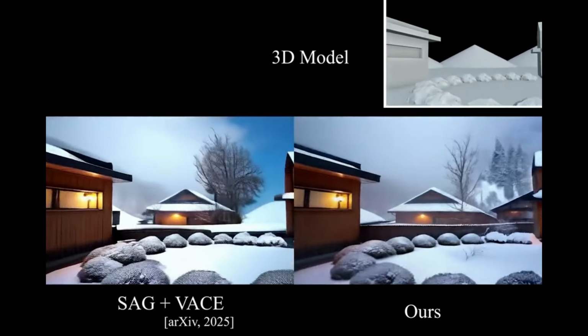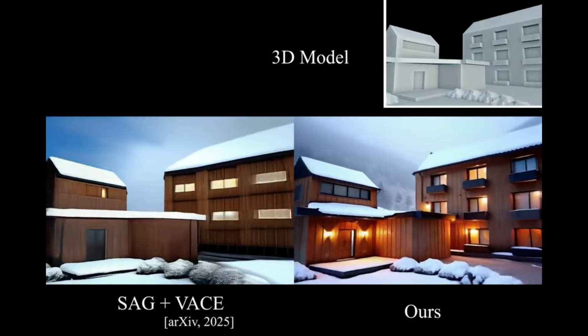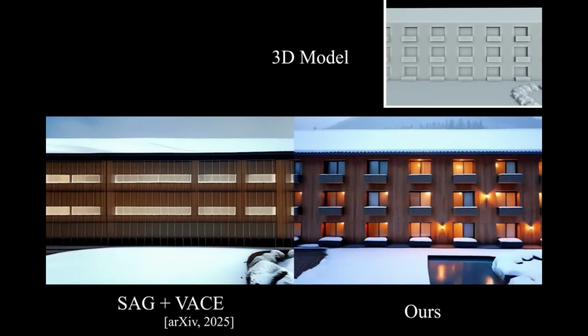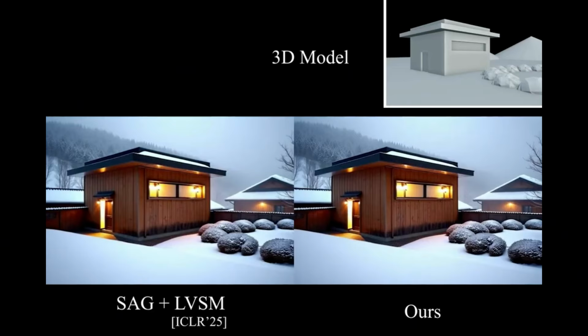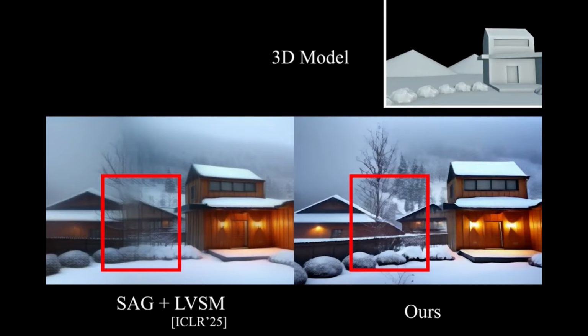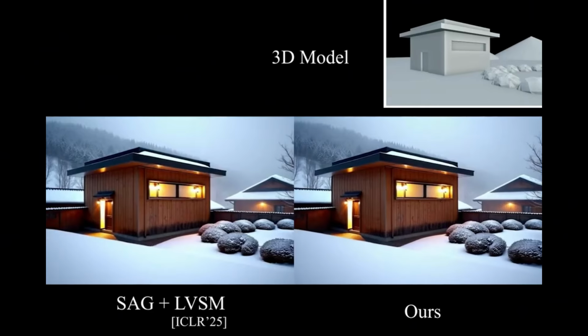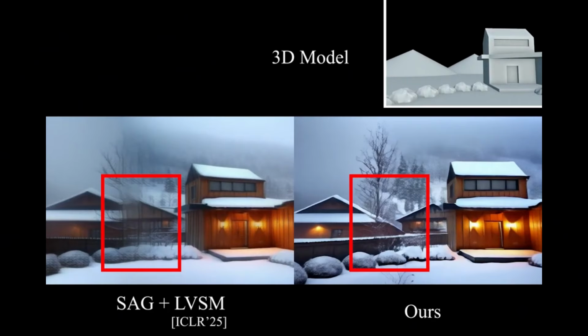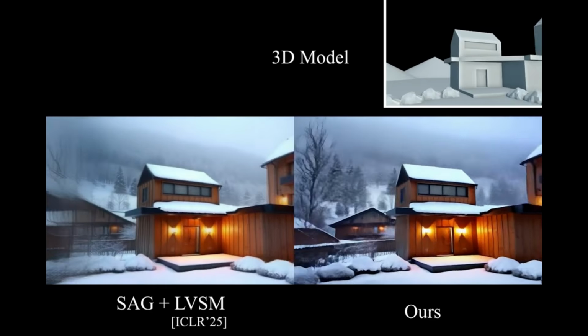Here it is against SAG plus VACE. The result on the left is blurry, but ours is sharp and clear. And again with SAG plus LVSM. The other model's output has weird artifacts around the trees. Video from 3D is just clean.